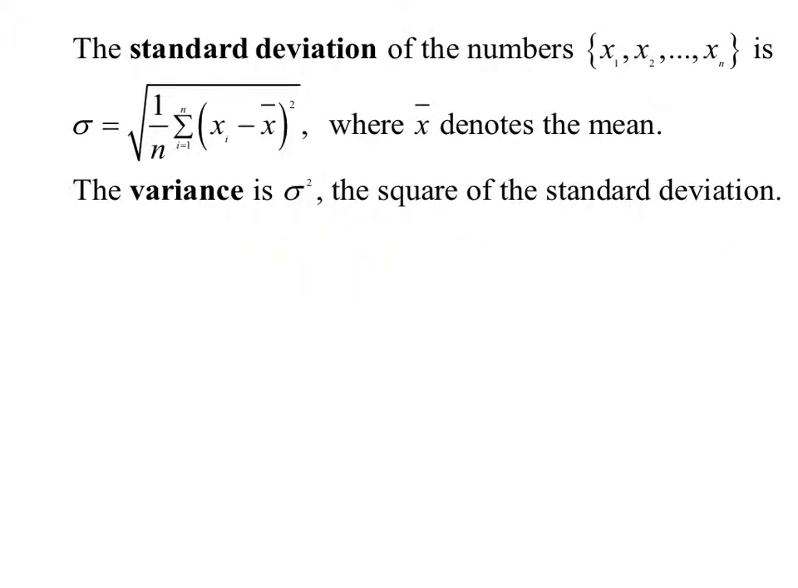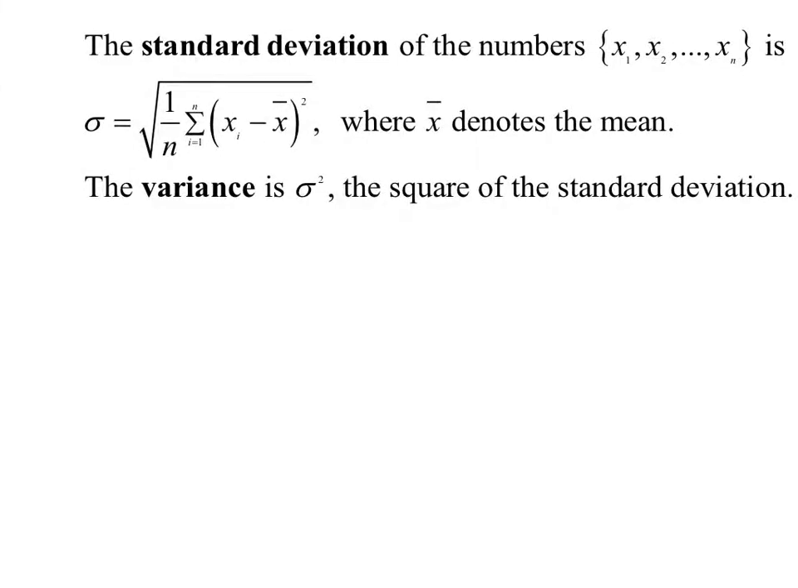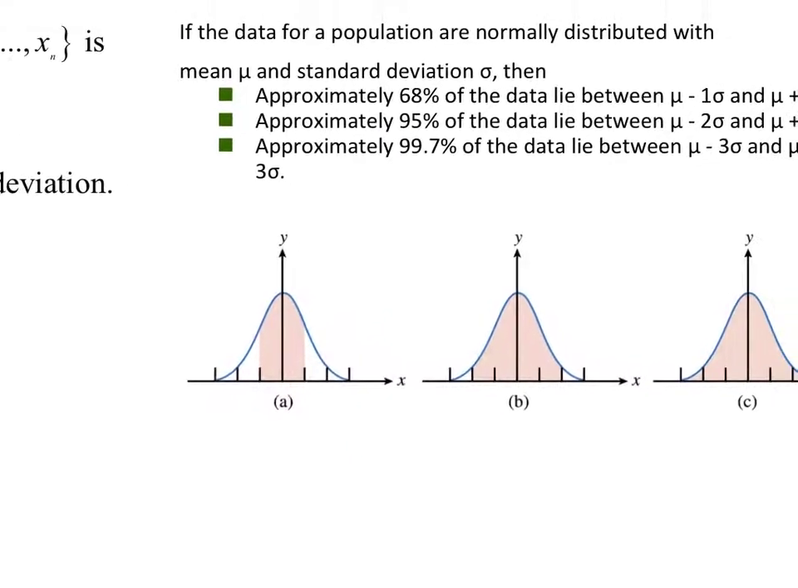All right, so now standard deviation. The standard deviation of numbers x1, x2, all the way up to xn, is, now this is the symbol, I believe it's sigma, equals the square root of 1 divided by n times the sum of each number minus the mean, squared. Where x bar denotes the mean. And the variance is the standard deviation squared. Okay, it's the square of the standard deviation. So see, watch what the standard deviation helps us form.